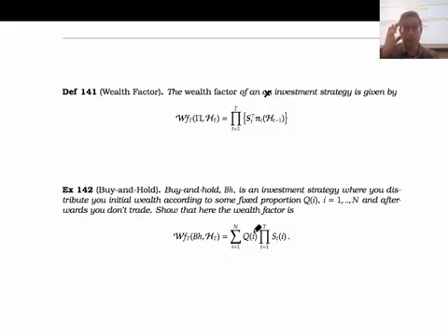Now, what kind of strategies can we consider in this framework? Two popular ones. One is the buy and hold strategy. That is an investment strategy where you distribute your wealth according to some fixed proportions, q_i, at time 0, and afterwards you don't trade anymore. You just buy stocks and you hold them. An initial exercise shows that the wealth factor of this is this. And it's not too bad to show that.